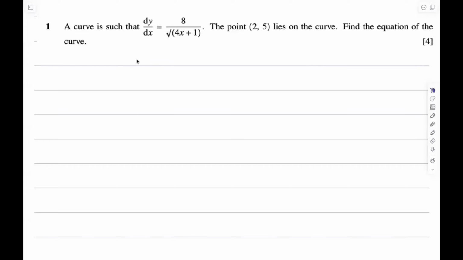In question 1, a curve is such that dy/dx is equal to 8 upon the square root of 4x plus 1. The point (2, 5) lies on the curve. We have to find the equation of the curve. Now to find the equation, we'll have to integrate the expression for dy/dx.